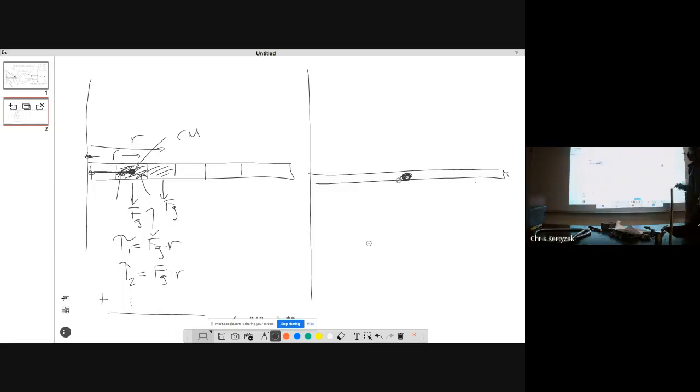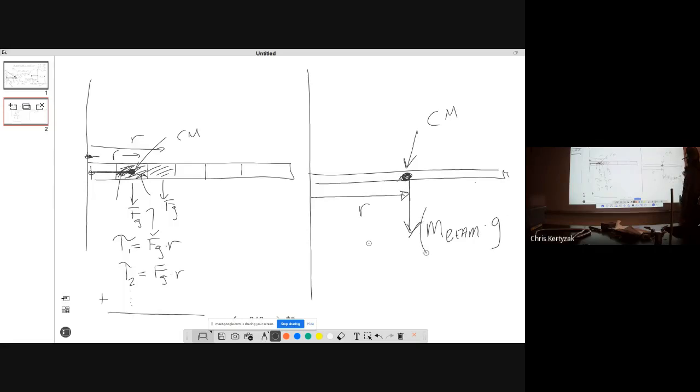Or you just say that the center of mass of the whole beam is in the center, and then the distance from here to the center of mass is here. And then the gravity force, this is the weight of the whole beam. Because the center of mass assumes, the center of mass puts all of the beam's weight in one spot.